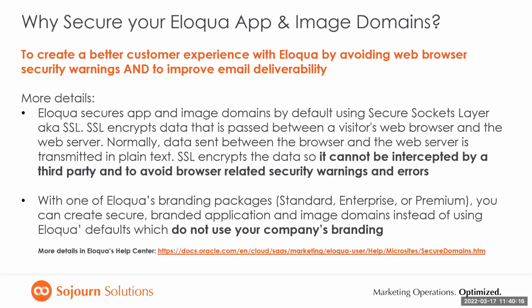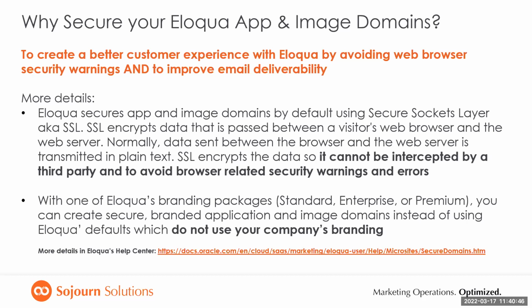This is a little more techie, but this is talking about the first bullet point here about Eloqua securing those app and image domains using SSL. That data is encrypted when it's passed between the visitor's web browser and the web server, okay? The reason for that is so that it cannot be intercepted by a third party, and again, to avoid throwing those warnings that we don't want our email recipients to see, right?